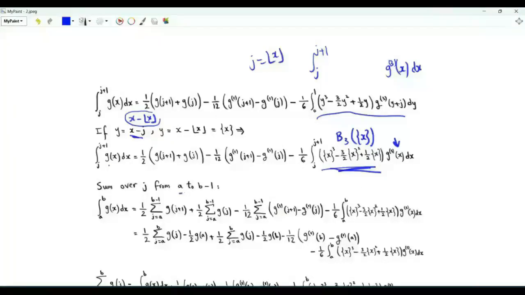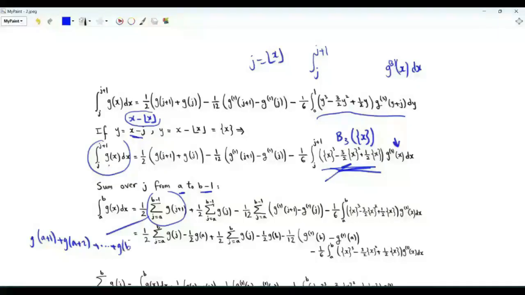We sum both sides, j from a to b minus 1. So this integral is from a to b. That integral is also from a to b. We have this sum here. Note that we are summing g of j plus 1. So this sum starts from g of a plus 1 plus g of a plus 2 all the way to g of b. I write this sum starting from g of a. It is not here, so I need to subtract half g of a.